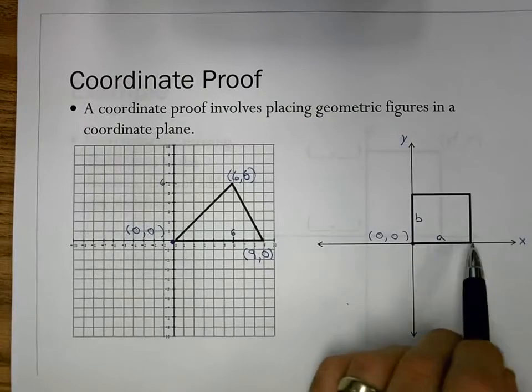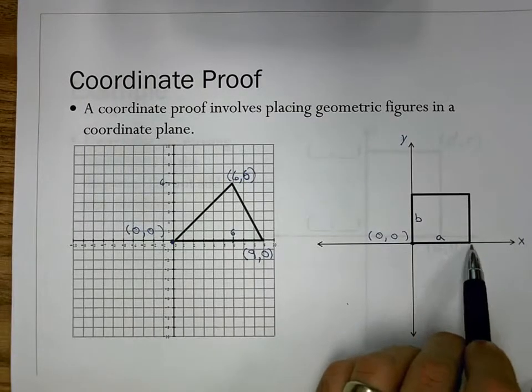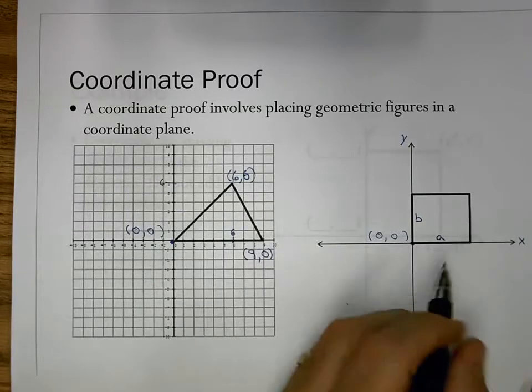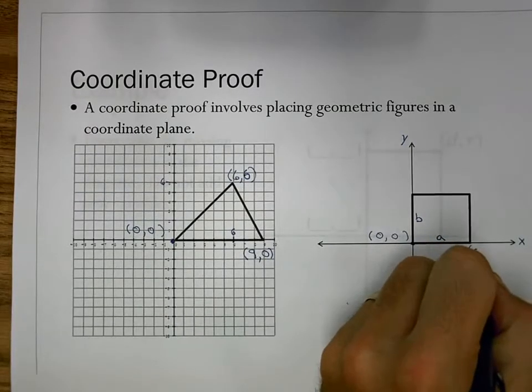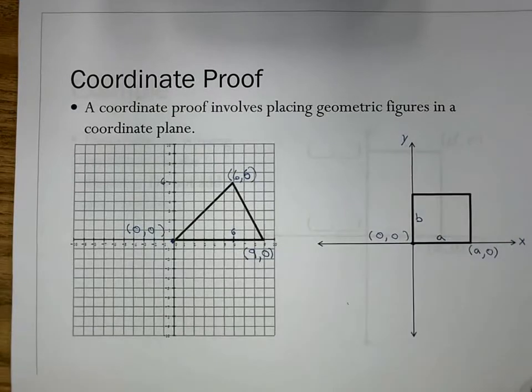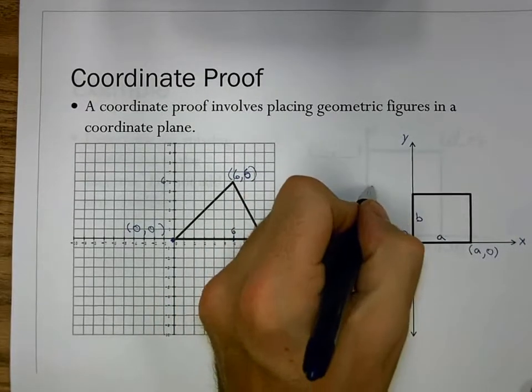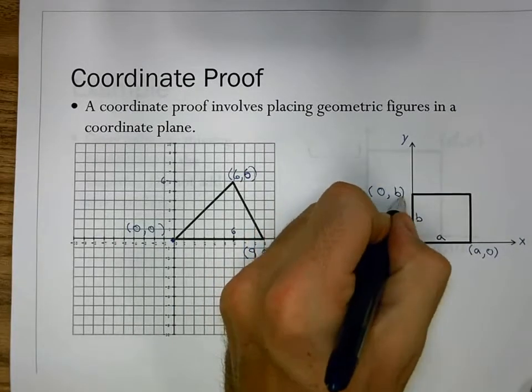So now I need this coordinate. This coordinate is A units away from 0, 0. It didn't go up or down any, it just went A units to the right. So its coordinate is A, 0. The top left corner went up B units. So that would be 0, B.